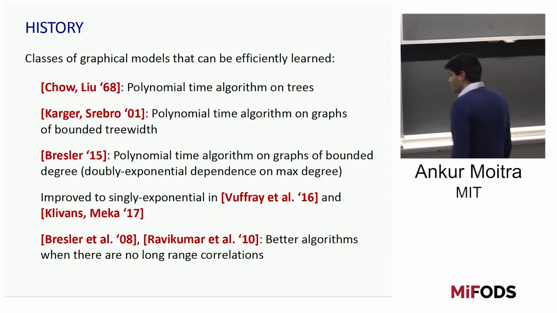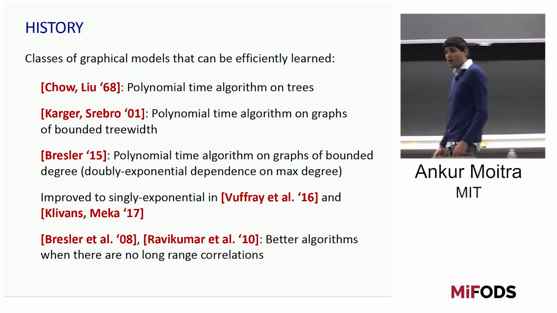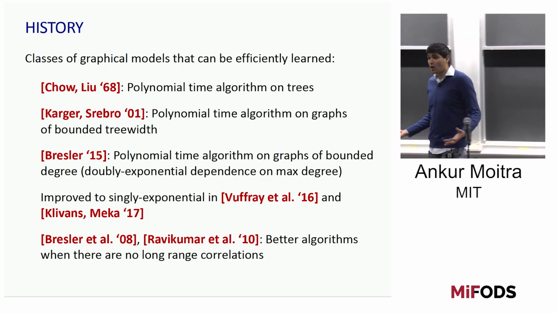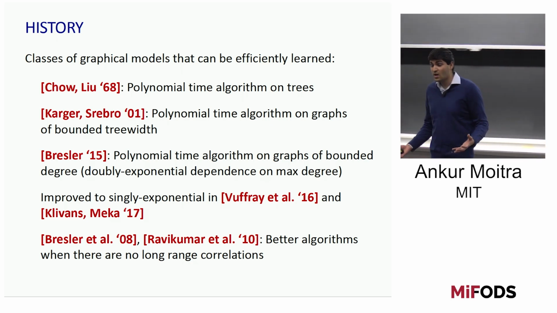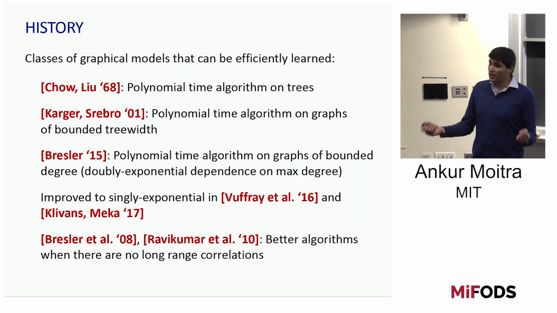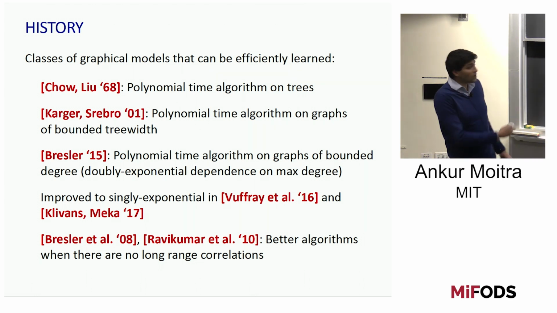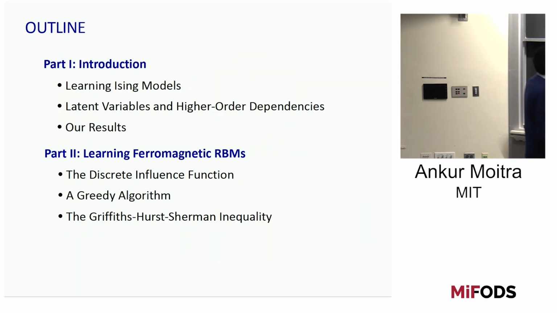And there are all kinds of other work, so this is really just a brief history of learning graphical models. There are all kinds of incomparable conditions that people have imposed, but the way to think about them is what they're really stipulating is that you can get better algorithms when there's no long-range correlations between nodes. So when nodes that are far away in a graph-theoretic sense have very little influence on each other, you can often do better than some of these algorithms.